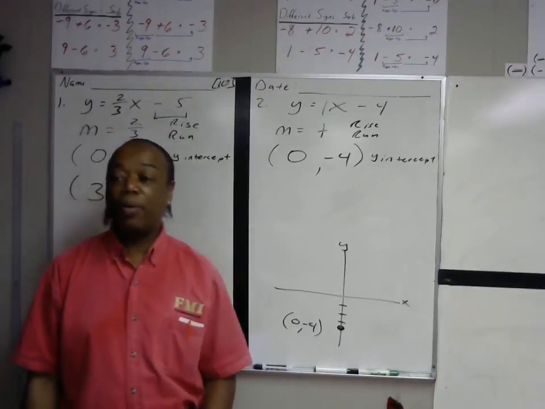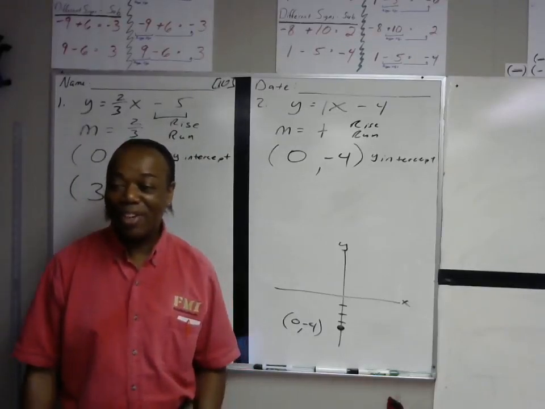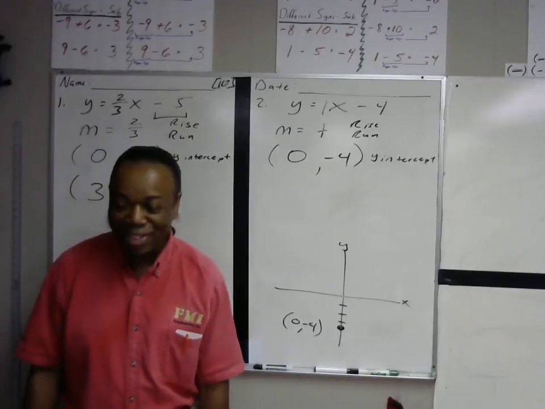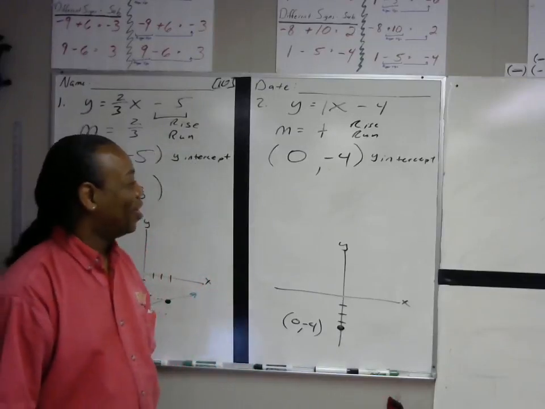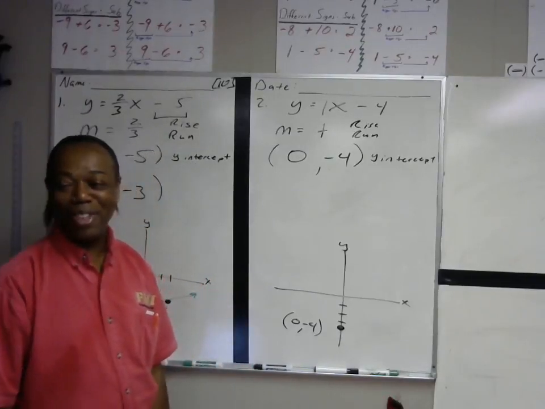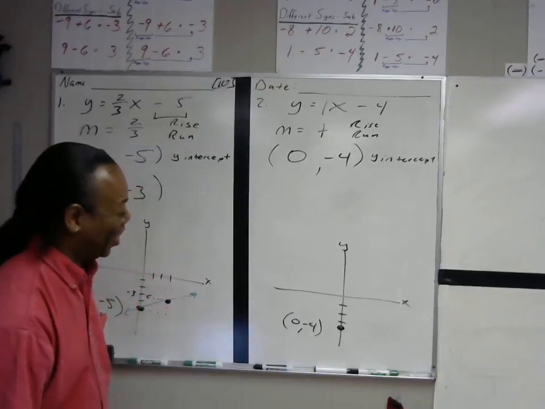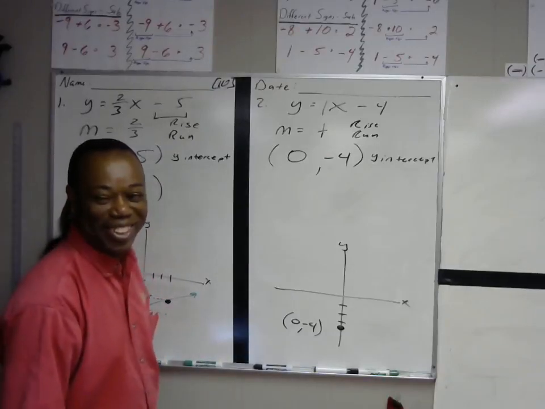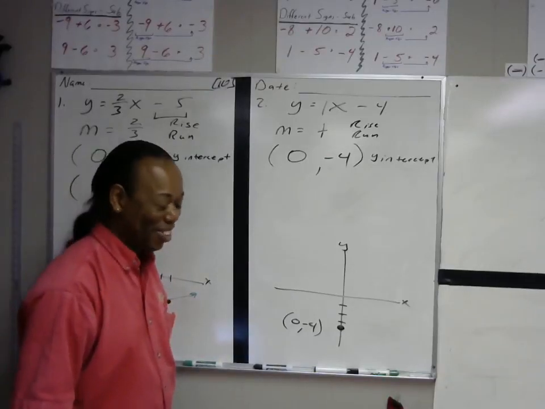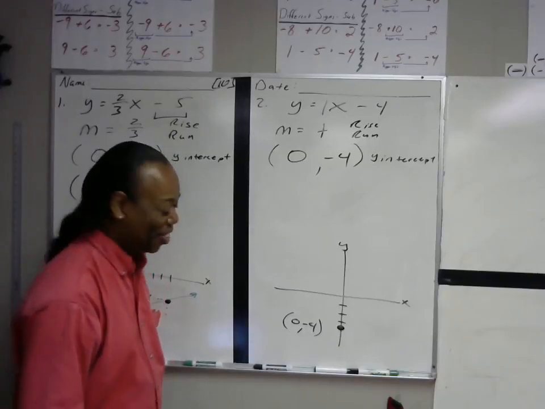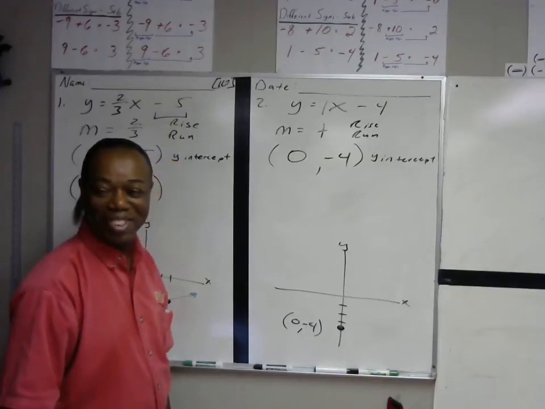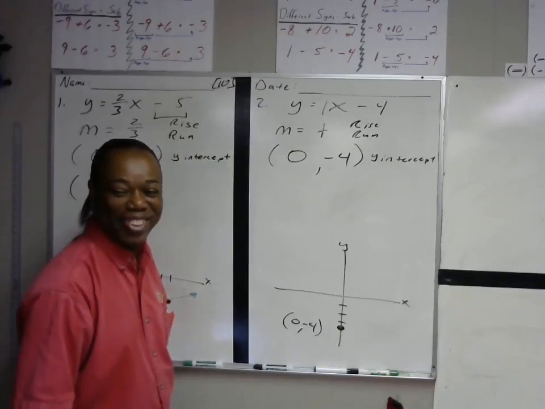Now what we're going to do is go 1 over and 1 up. And that new point that will be given will be a 1, -X.